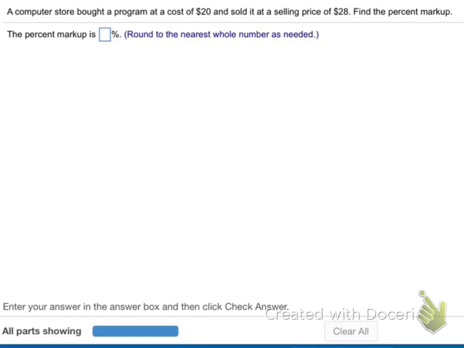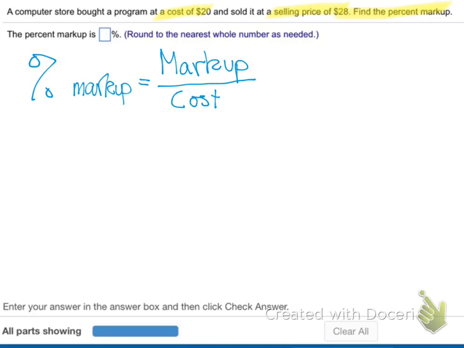So, a computer store bought a program at a cost of $20 and sold it at a selling price of $28. Find the percent markup. Okay, so I'm going to highlight some important information. We have a cost of 20, selling price of 28. Find the percent markup. So percent markup I know is markup over cost or change over cost. So the change is the absolute value between the start and the end. So it started at 20 and ended at 28, right? Cost was 20, selling price was 28.